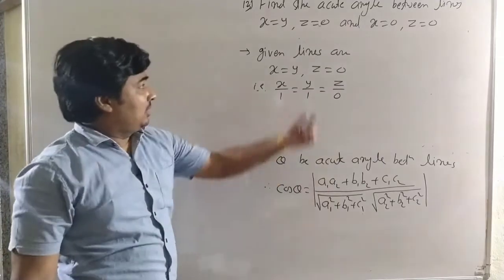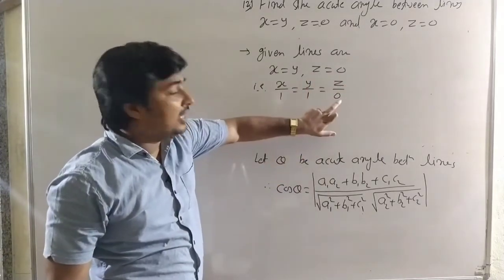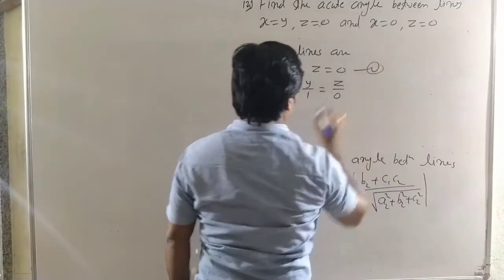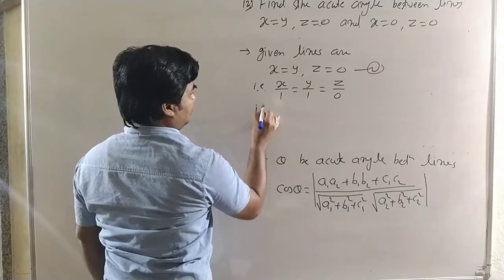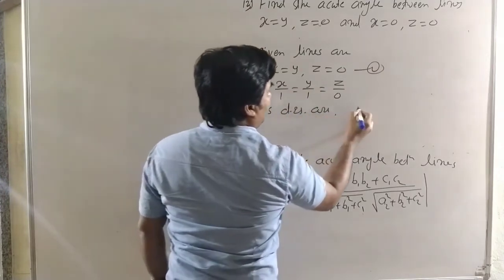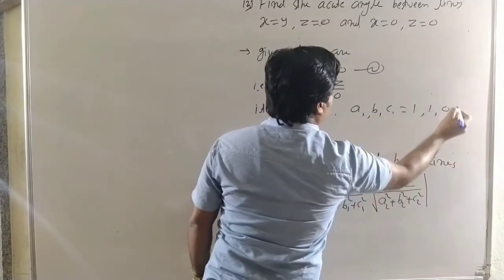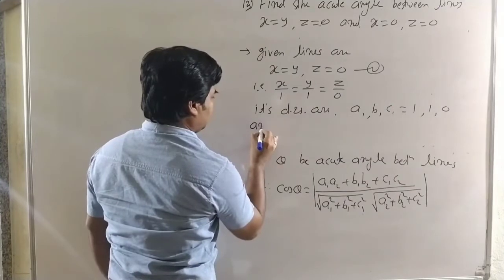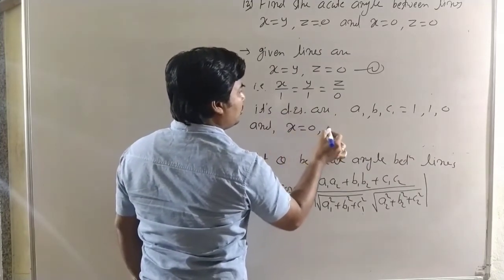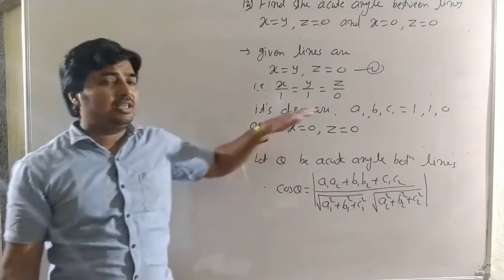Here the direction ratio is an indeterminate form, but it is a direction ratio. Direction ratios of line 1, therefore its direction ratios A1, B1 and C1 are 1, 1, 0. And second line, x equal to 0 and z is equal to 0. See carefully, x equal to 0 and z is equal to 0.